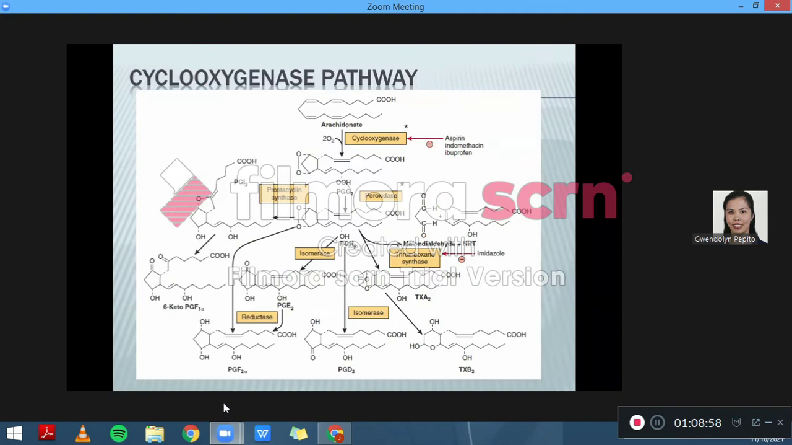Okay, let's start with our cyclooxygenase pathway. Do you have to memorize all this, the pathway? What is important in that pathway? Anyone?